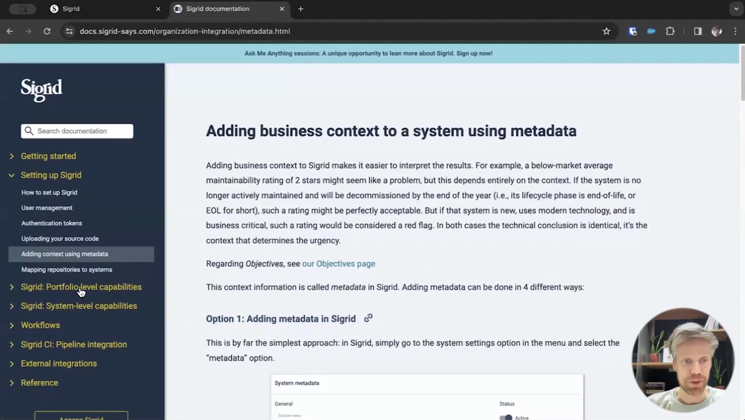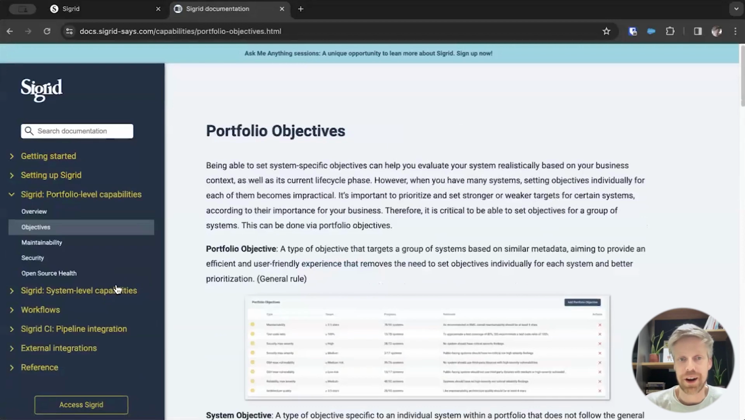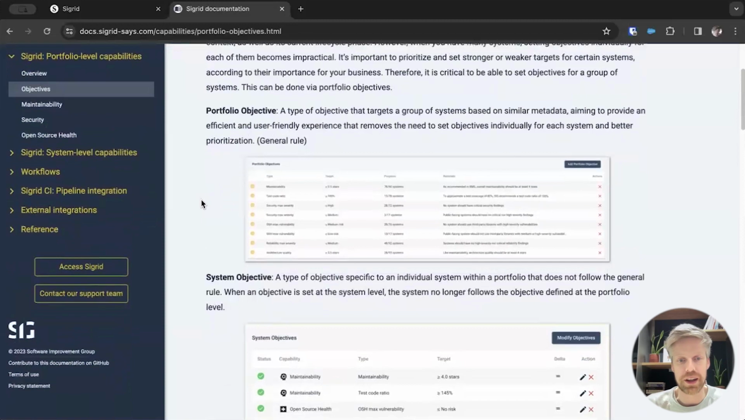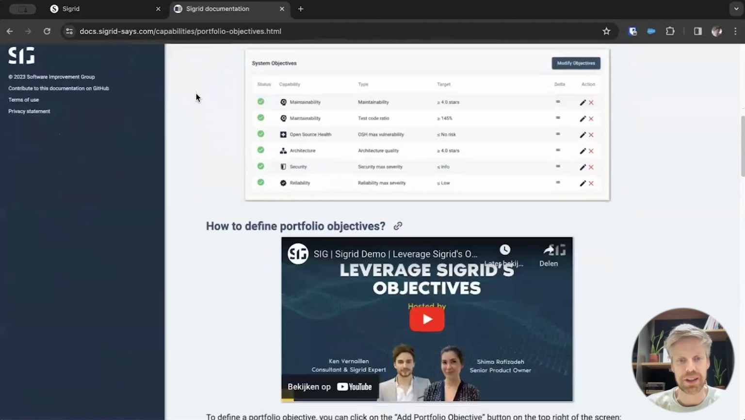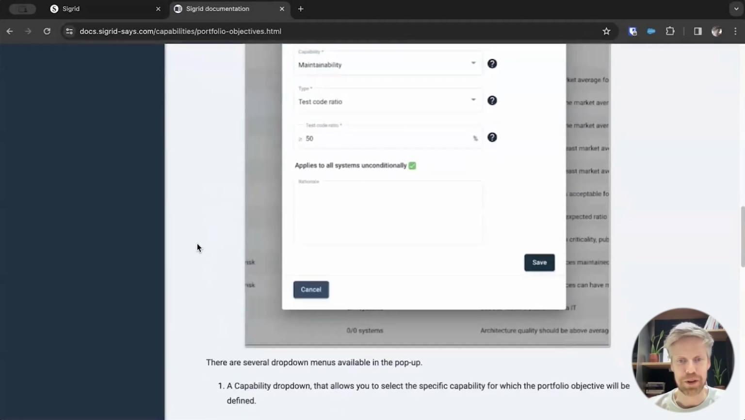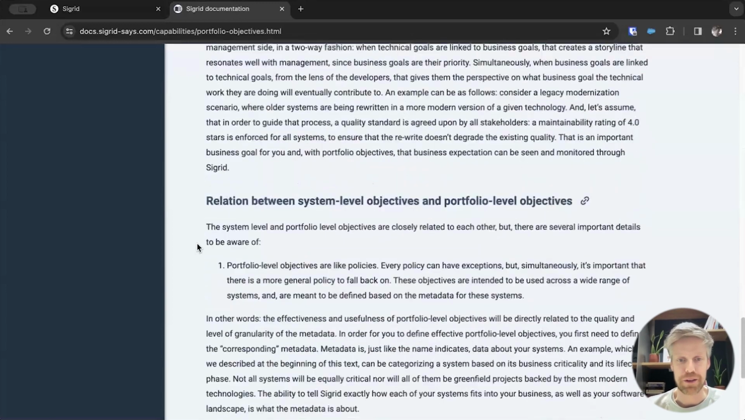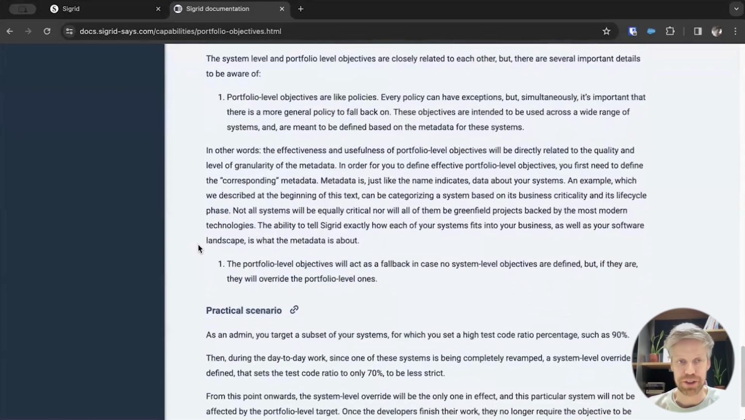Once you did that, you can continue to the portfolio level capabilities tab. For example, what we talked about today are the portfolio objectives: what they are, what they look like, and how they differ from system objectives. Here's a demo from an earlier version of the portfolio objectives by Ken and Shima, who are both part of the call today as well. If you go down a bit further, you get more information as to what we have, why we have it, what the relationships are, and so on.